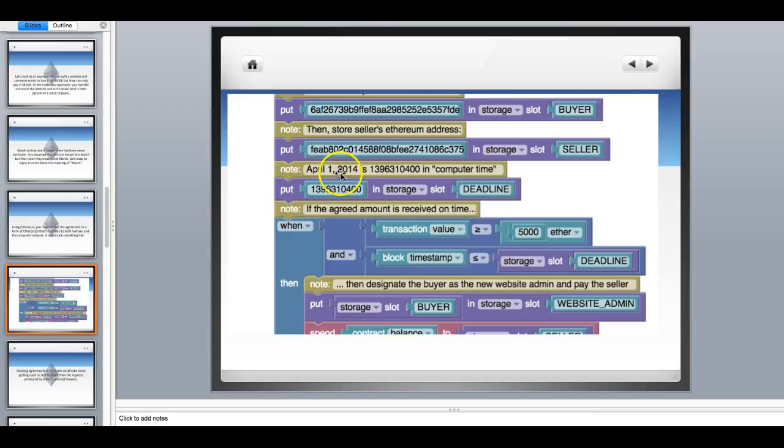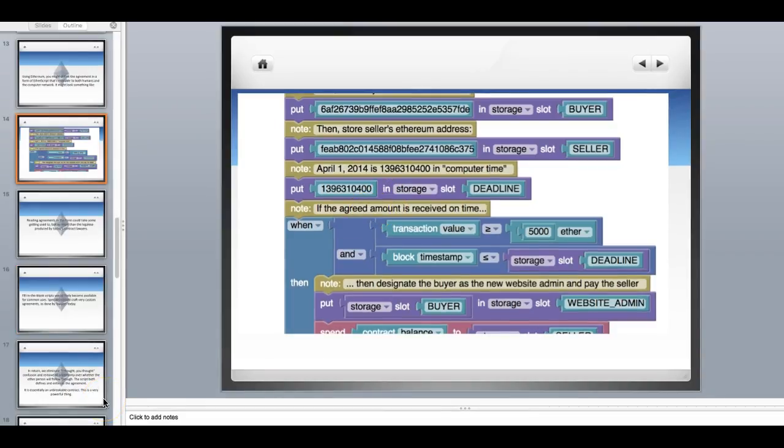On April 1st of 2014, this is the computer time. This number right here is in computer time. Put this time in storage slot deadline. Okay, this is the deadline time. All right, now this is the next note. If the agreed amount is received on time, okay, and this is how the EtherScript will look.